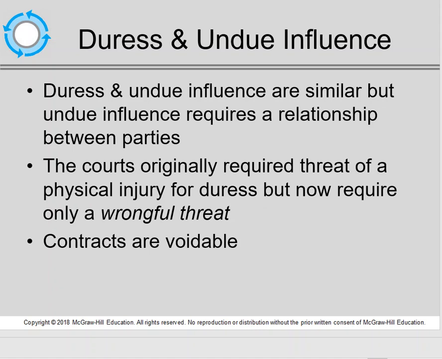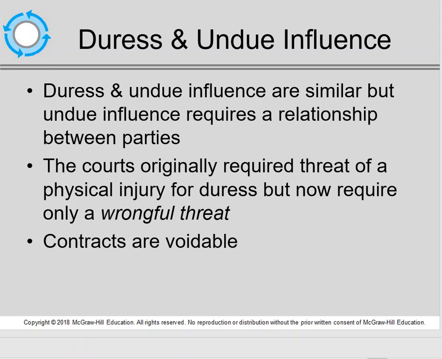The third and fourth behaviors can be discussed next. The third behavior that invalidates voluntary consent is duress. Duress is when one of the parties, by making a threat of harm, forces the other party to enter into an agreement that he or she would not otherwise have entered.